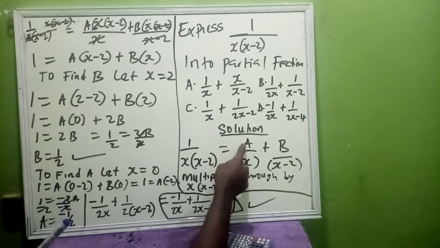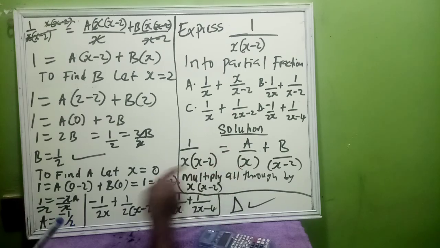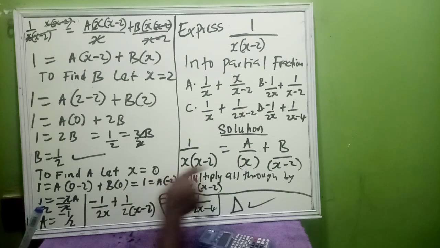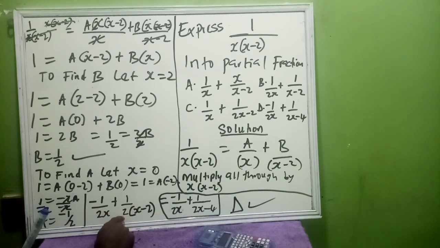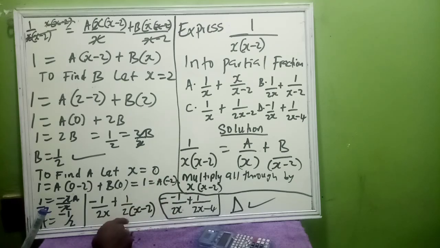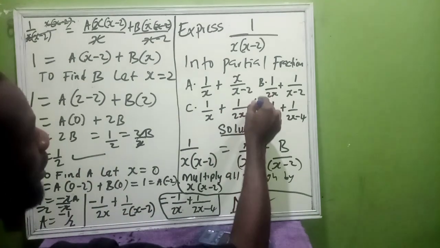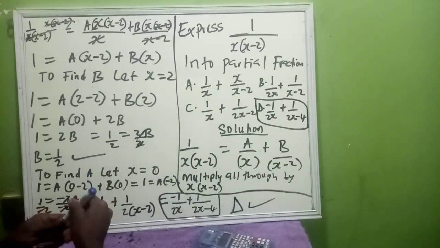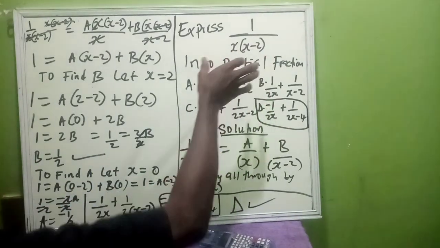So at this point I'll now substitute the value of A and B. My A now is minus 1 over 2x plus B is 1 all over 2 times x minus 2. So it means that I'll use this 2 to open bracket. 2 times x will give me 2x. 2 times minus 2 will give me minus 4. So the correct answer here is B. So if you see this question in this coming exam, the answer is B. Make sure you share the question correctly.